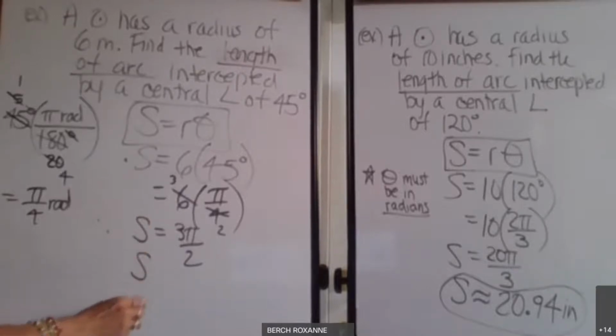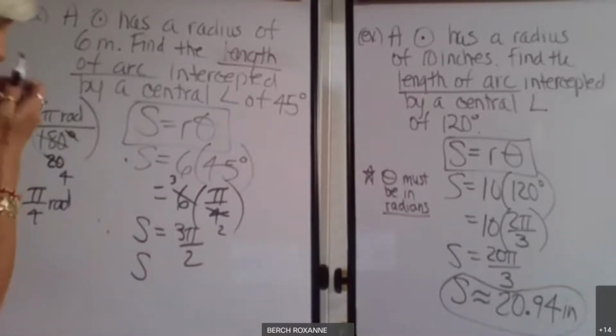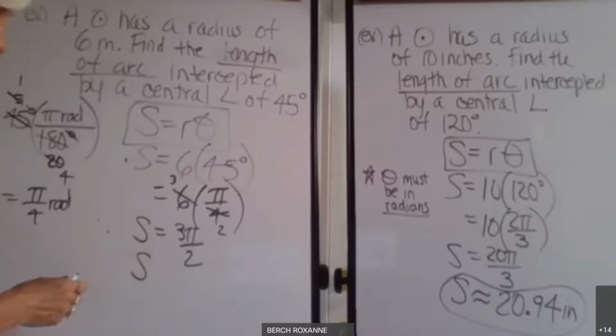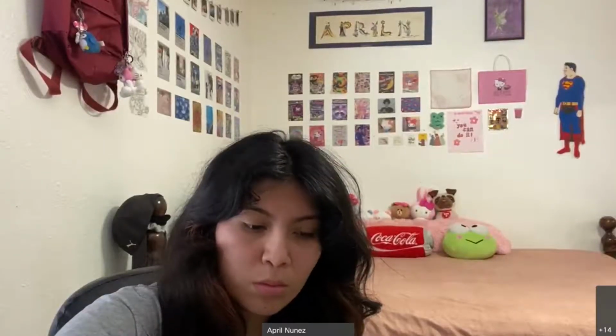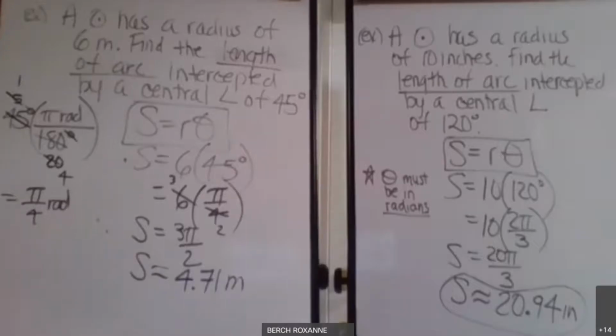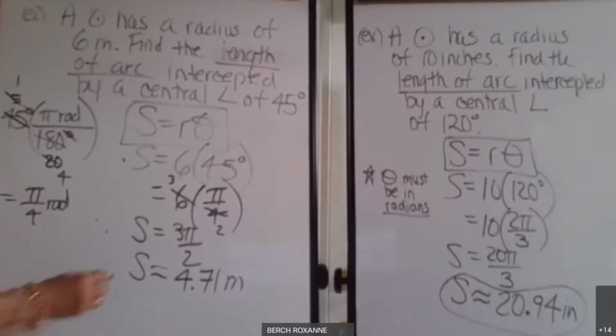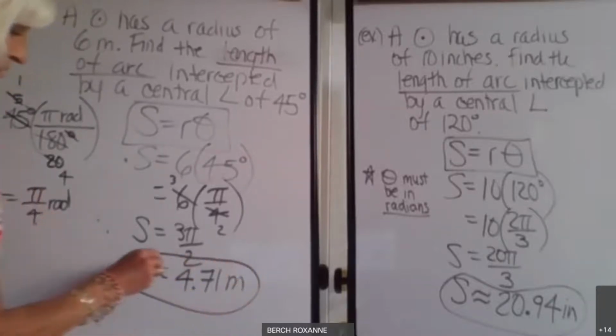And like I said, that's not going to make any sense to anybody. So you would want to put that in the calculator. What's 3 pi over 2? 4.71. 4.71 meters. Or about 5 meters or 4.7, depending on how they want you to round.